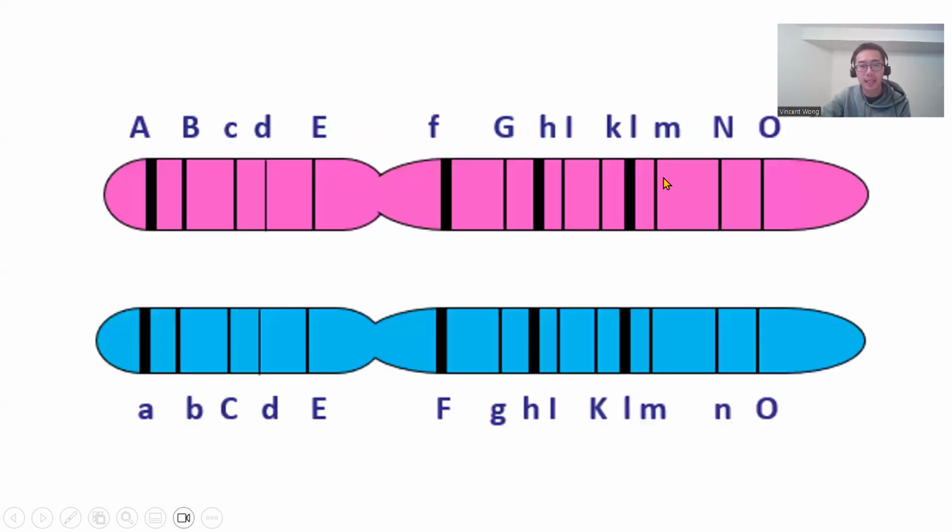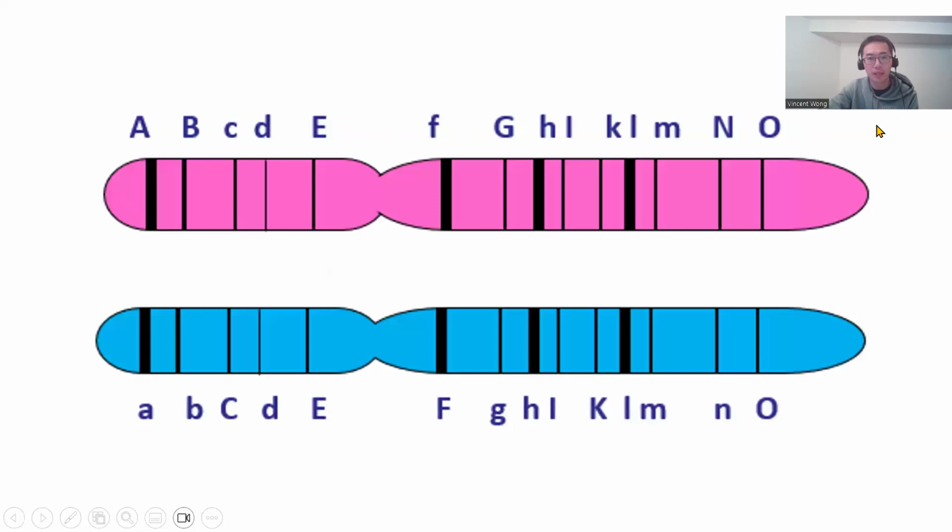So here is an example. We have 2 chromosomes, one from mom and one from dad. The letters here are the different genes. For gene A, you have capital A on one and small a on the other. They are not the same. There are 2 different versions of the gene. So for gene A, the person is heterozygous.